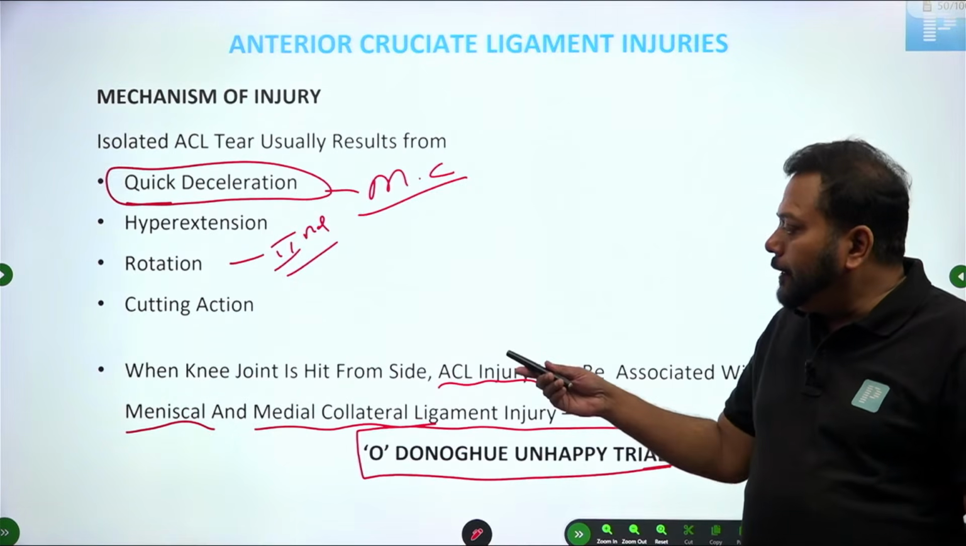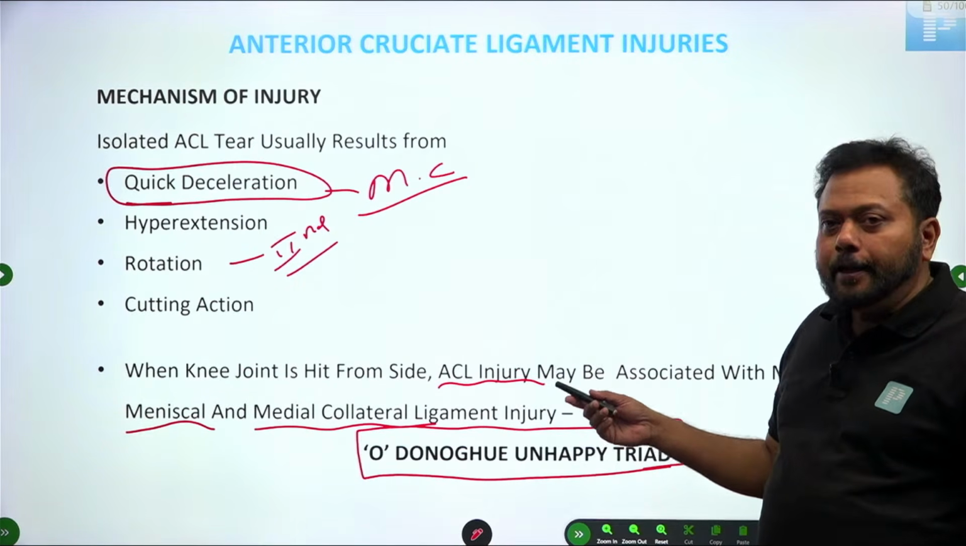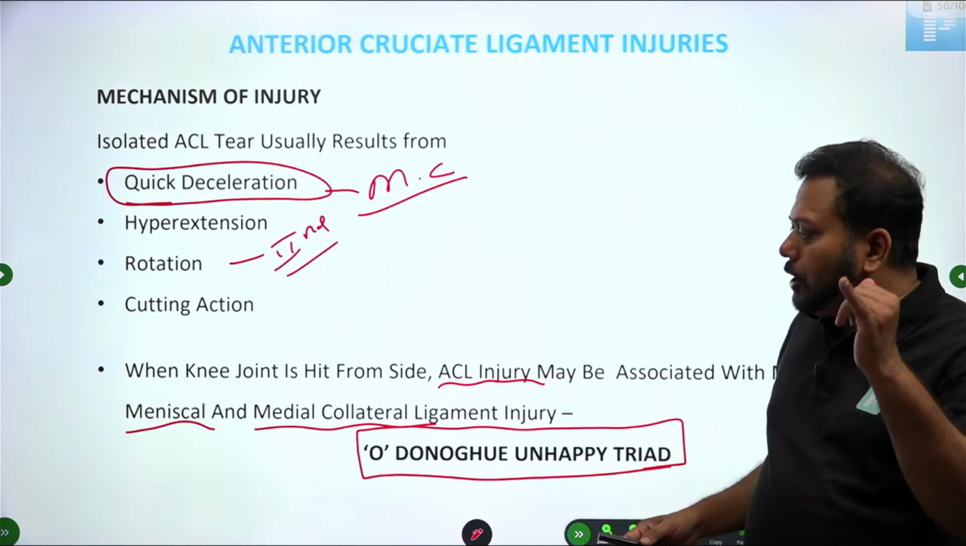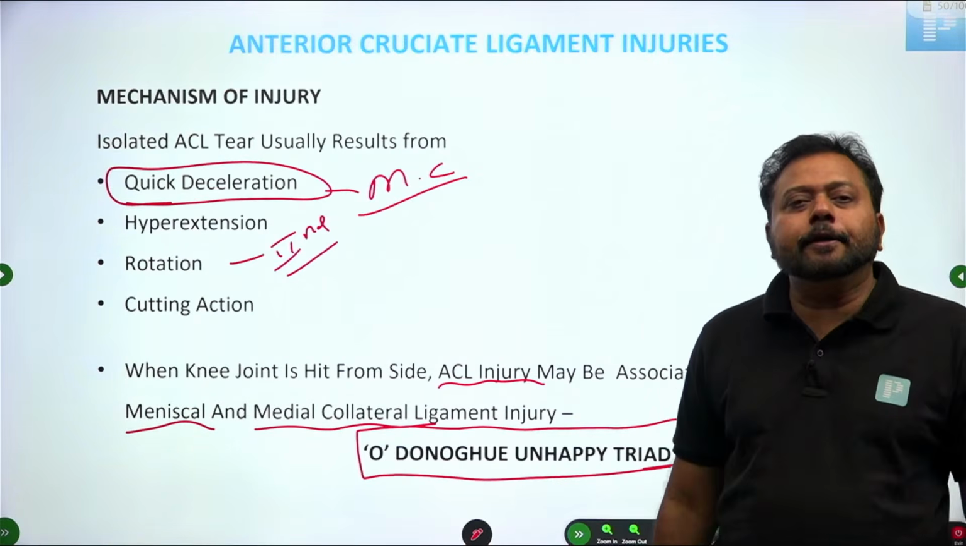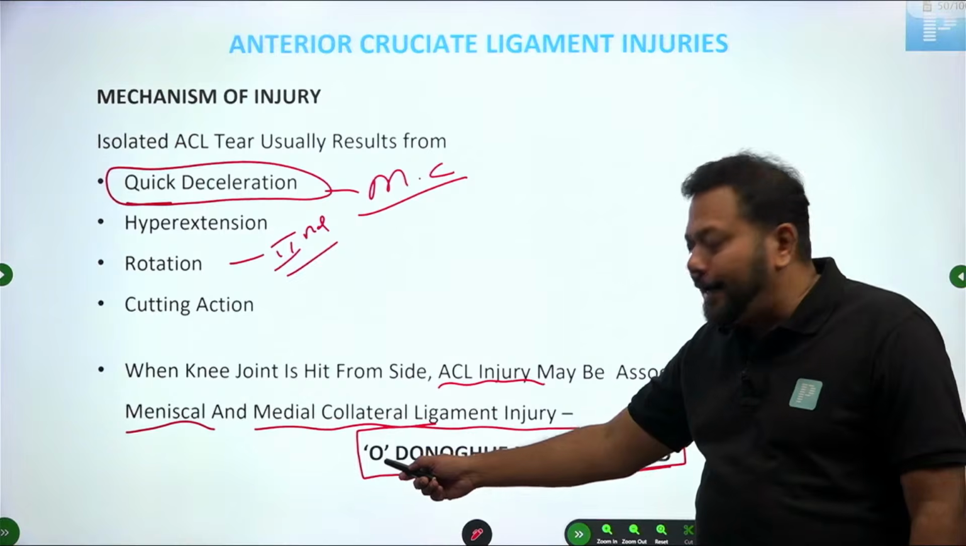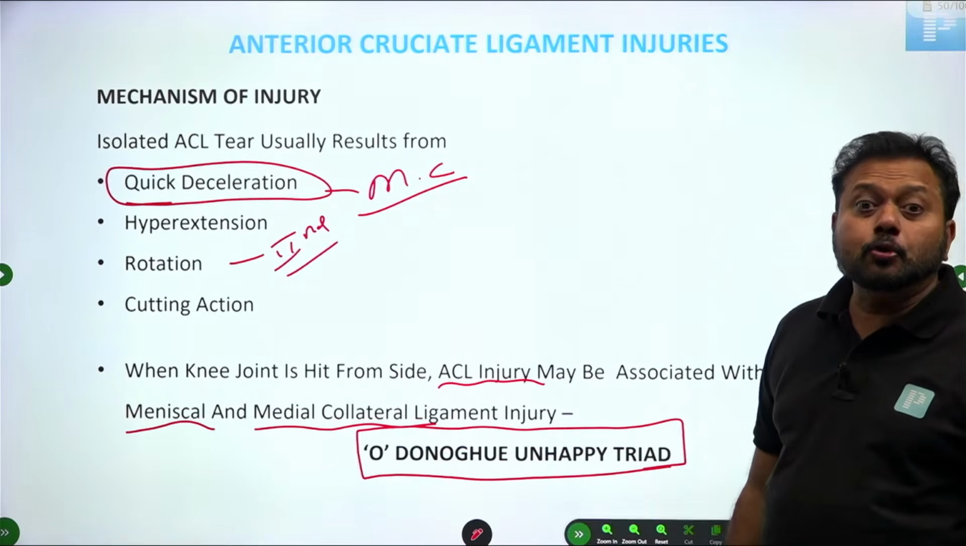You see, when the knee is hit from the side, ACL is gone, medial meniscus is gone, medial collateral is gone. That is called terrible triad of knee. He is an Irish surgeon. And the pronunciation is O'Donoghue.